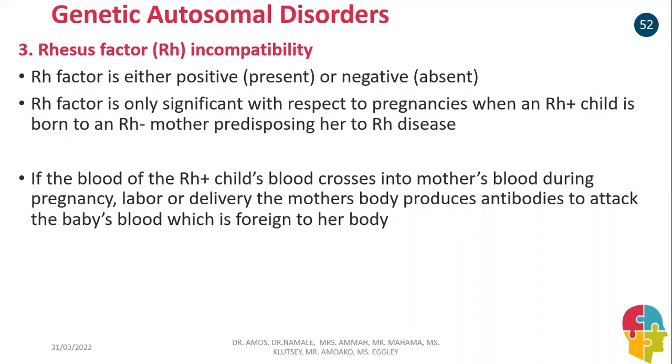So with the first pregnancy it is okay, but with subsequent pregnancies, anytime the baby is formed, the RH negative mother's blood will produce antibodies that will attack the baby. But there are treatment options to prevent this from happening, so that the child does not lose so much blood and does not die because of this reaction. All right.